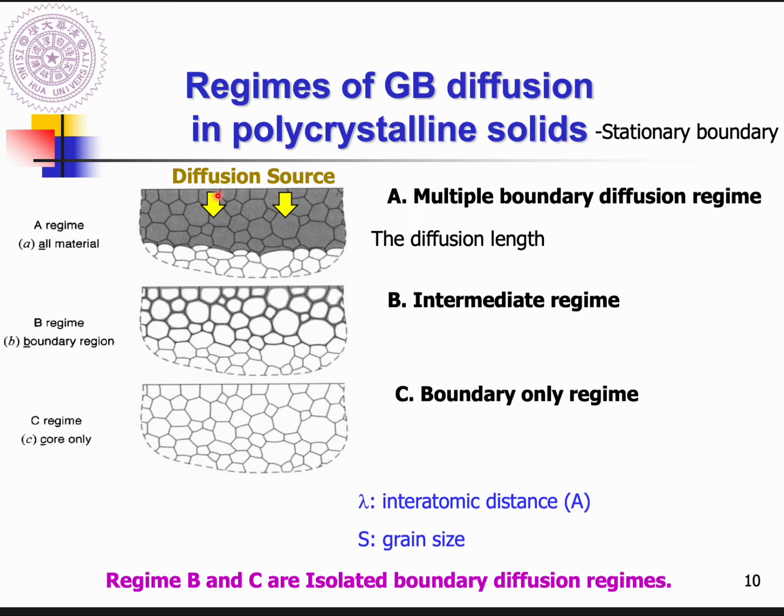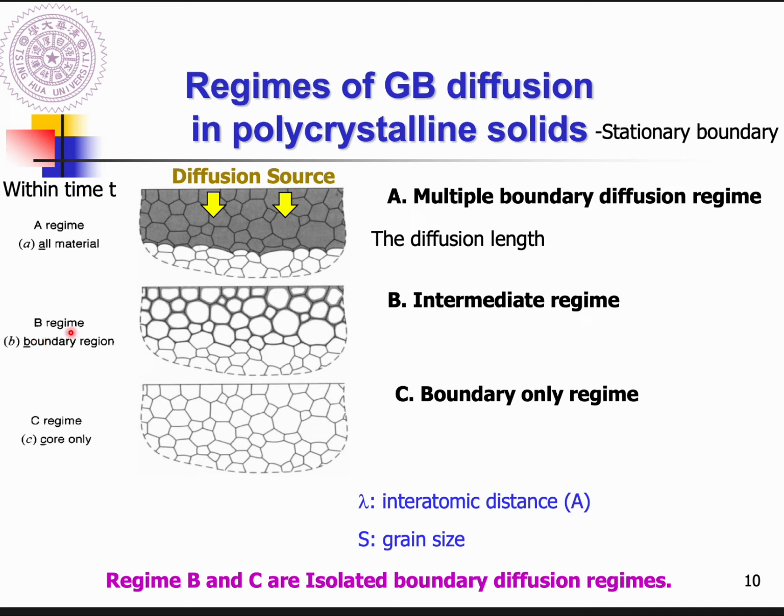What we have here is the diffusion source on the top of our substrate. Within time t, meaning after diffusion time t, we can observe the diffusing atoms diffuse through the whole material. So you can observe this gray region all the way to the bottom. This is what we call the A region, and the characteristic here is that the diffusion pattern almost covers all the material. And some people also call this the multiple boundary diffusion region.